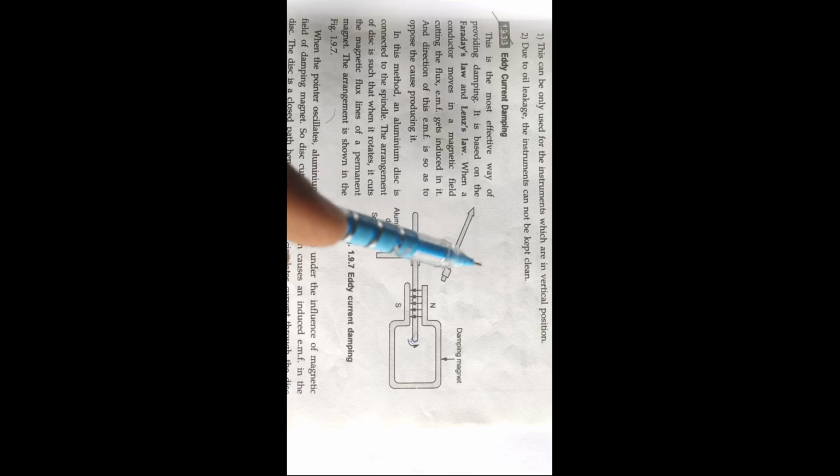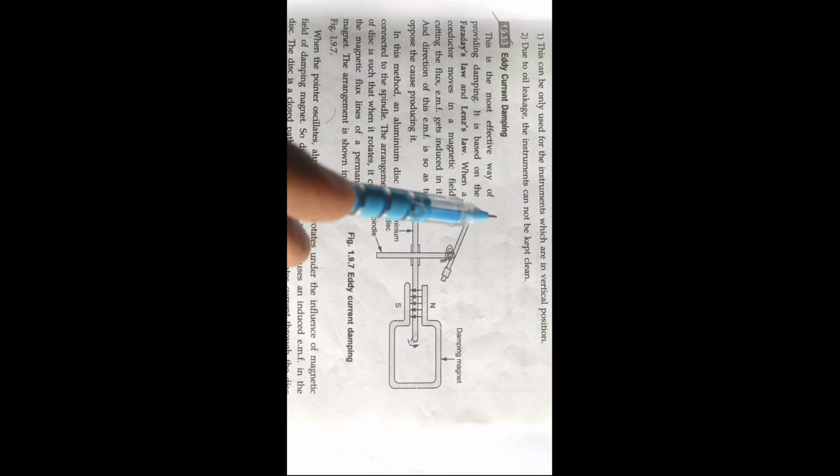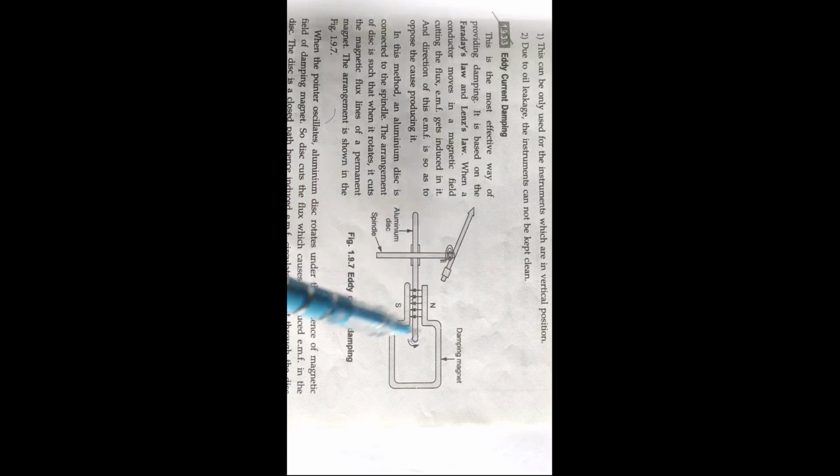So that this pointer reaches its steady position. So this is the eddy current damping system. These are the three methods of the damping system. So by this your first chapter will be complete.